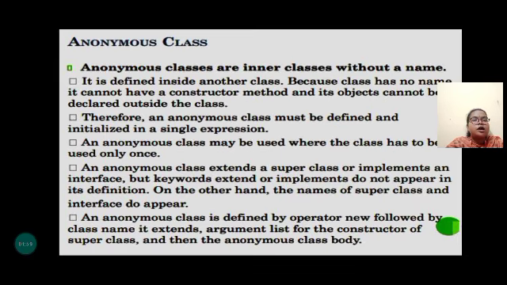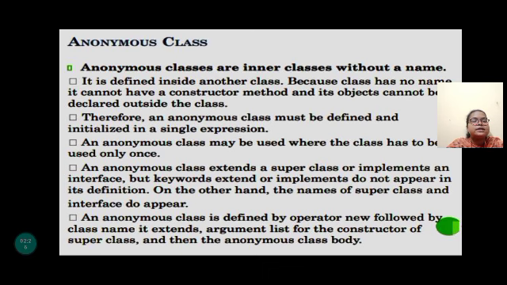Anonymous class. Anonymous classes are inner classes without a name. It is defined inside another class. Because its class has no name, it cannot have a constructor method and its objects cannot be declared outside the class. Therefore, an anonymous class must be defined and initialized in a single expression. An anonymous class may be used where the class has to be used only once.